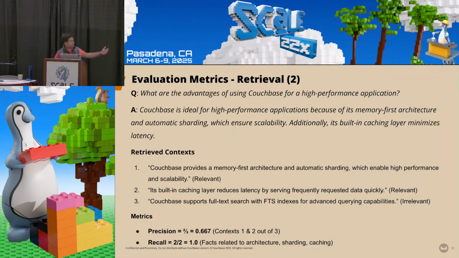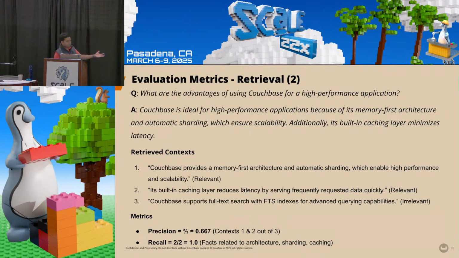And you also have these contexts that were retrieved from the vector store when you had this question. And it goes into things like Couchbase provides a memory-first architecture and automatic sharding, which enable high performance and scalability. So if you look at it, this is relevant to the answer. And the next one is its built-in caching layer reduces latency by serving frequently requested data quickly. This is also relevant. Whereas the next one is Couchbase supports full-text search with FTS indexes for advanced querying capabilities. So if you look at the answer, this is not really relevant, while it might be useful.